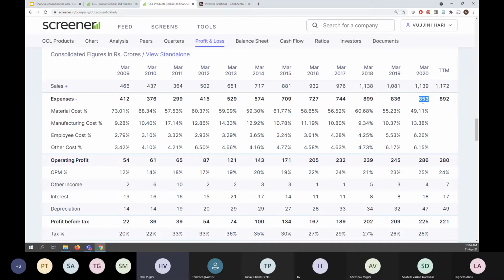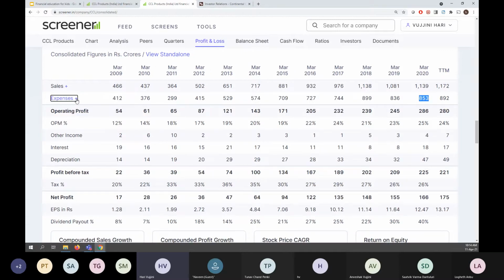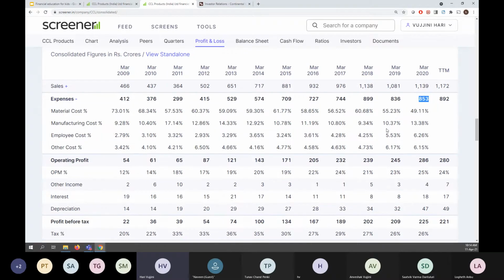Remember this, all the statements we see, the progress reports that we see for a company, income statement, balance sheet or cash flow, it's for 1 year. And this 49% is against 853. So this is the overall expenses. Within that, we are trying to understand what are the different expenses that the company has incurred for a given year, 2020. And they also have other costs.